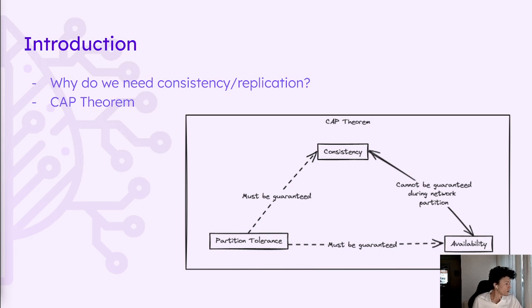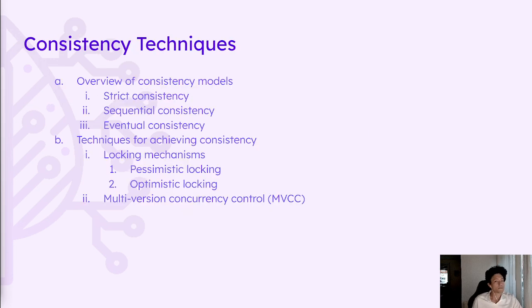So we'll dive straight into consistency. We'll see an overview of consistency models. We'll see three: strict, sequential, and eventual consistency. And we'll see a few techniques for achieving consistency. One of them is locking mechanisms, pessimistic locking, optimistic locking. We'll see if we can find some time to see multi-version concurrency control, but we'll focus on locking mechanisms and the consistency models for now.